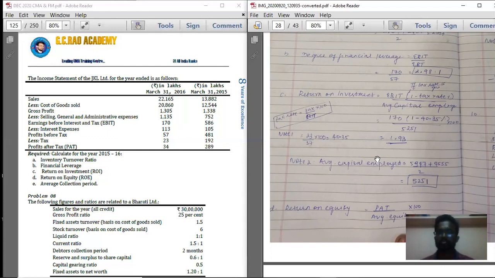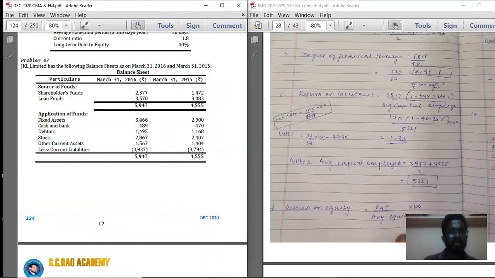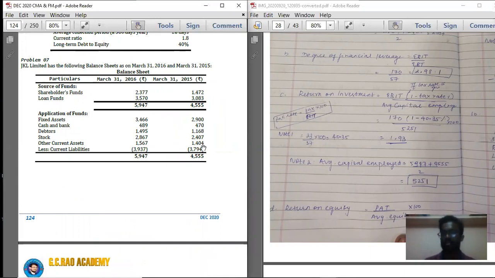Next, note number 2. Average capital employed. What is the capital employed in the previous year? Capital employed in the previous year is 4555 and current year is 5947. Add both: 5947 plus 4555 divided by 2. That is average capital employed, which is equal to 5251.